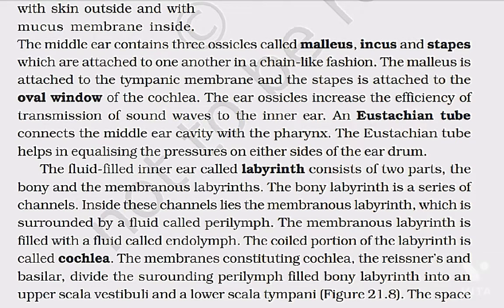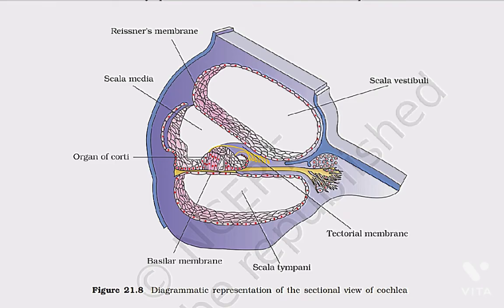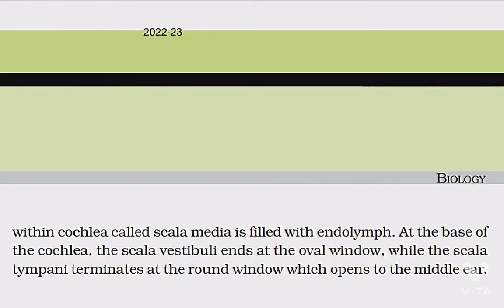The membranes constituting cochlea, the Reissner's and basilar, divide the surrounding perilymph-filled bony labyrinth into an upper scala vestibuli and a lower scala tympani. Figure 21.8. The space within cochlea, called scala media, is filled with endolymph. At the base of the cochlea, the scala vestibuli ends at the oval window, while the scala tympani terminates at the round window which opens to the middle ear.